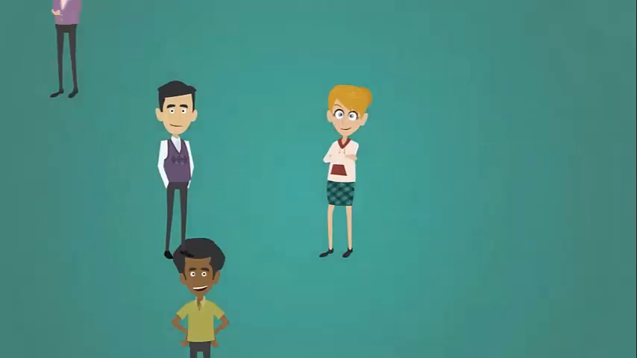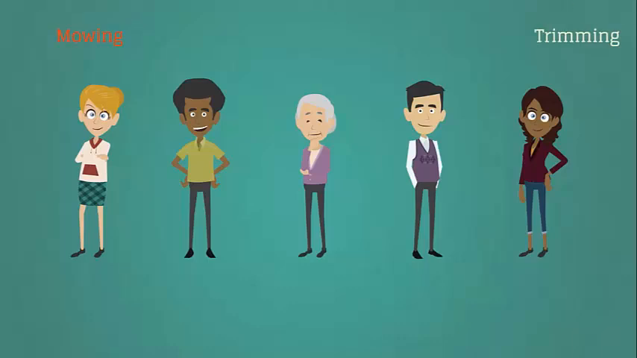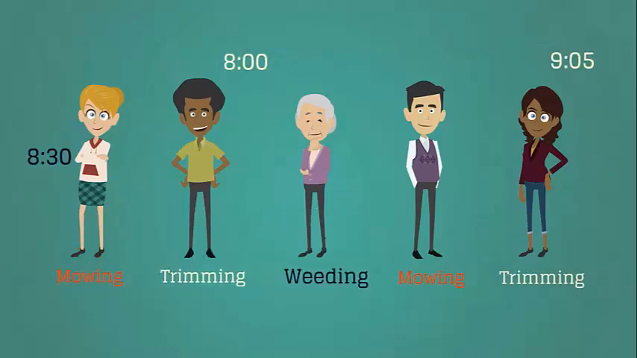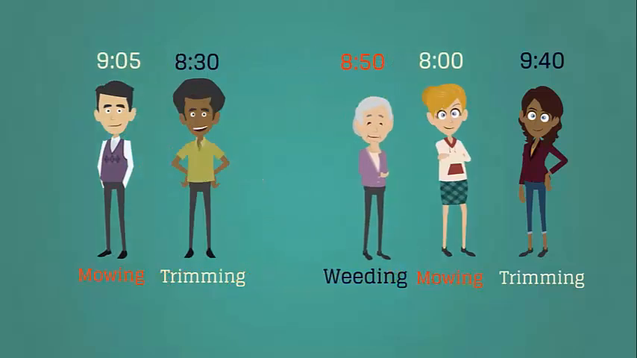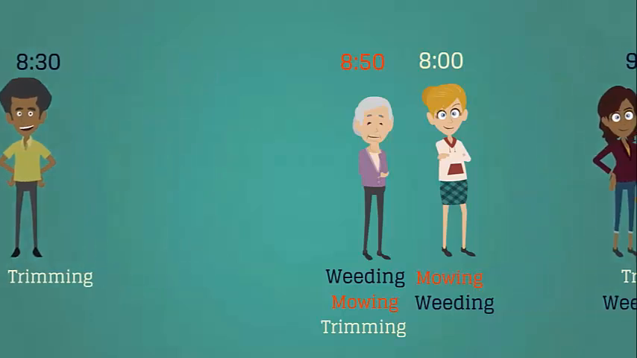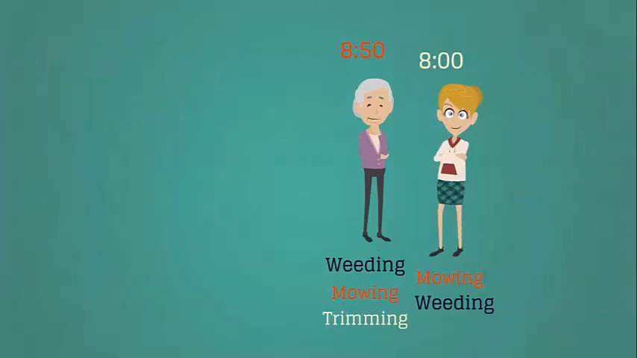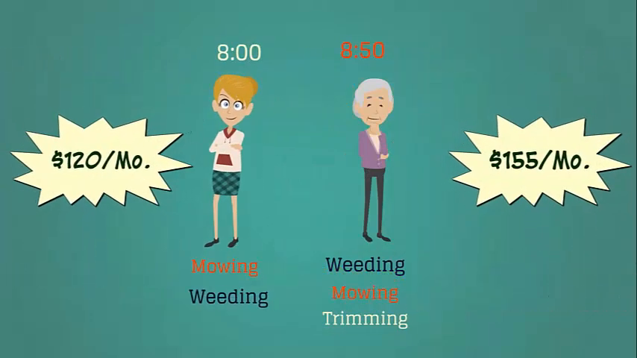It's confusing enough to keep track of which customers have which job at what time when each customer only has one job. But let's say some of those customers have multiple jobs. And then other customers are installment customers. They want additional jobs that aren't included in their contract.